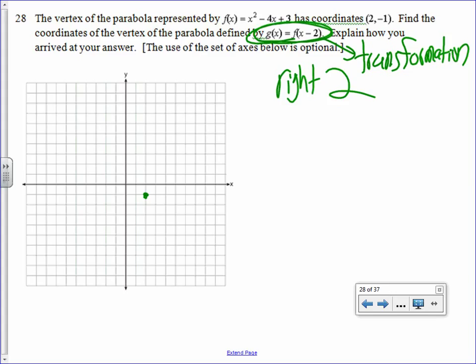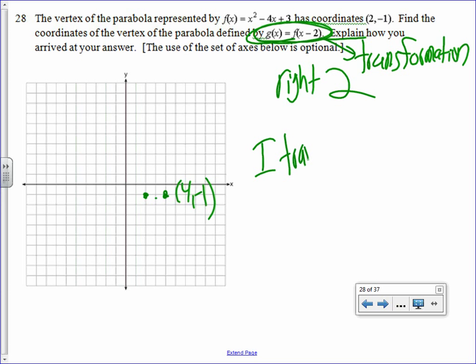You need to know your rules. Listening to me talk about this right now is not going to help you. On your key understandings, you have all the rules for these transformations. So if it's going right 2, it's going here. What are the coordinates of the vertex afterwards? Well, this is 4, -1. Explain how you arrive at your answer. You have to explain if it asks you to explain.